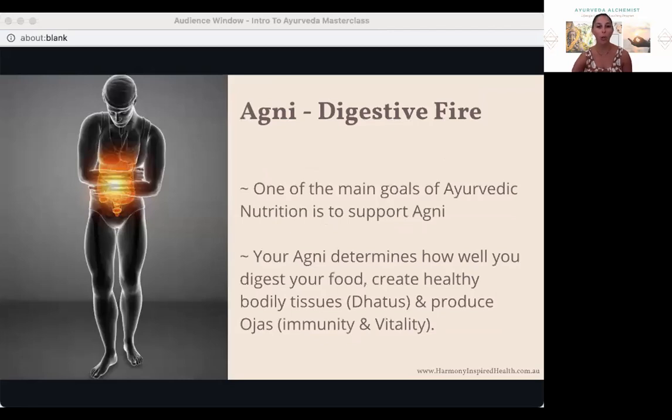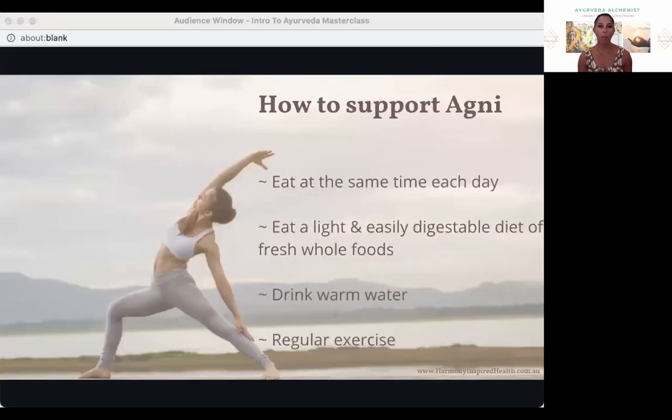So one of the main goals of Ayurvedic nutrition is to support Agni. The term Agni is used to explain the digestive fire, similar to what we call our metabolism, but not entirely, because we have Agni of all of the cells. Our Agni determines how well you digest your food, create healthy bodily tissues, and produce ojas, which is your immunity and your vitality. So to support Agni, we can eat at the same time each day.